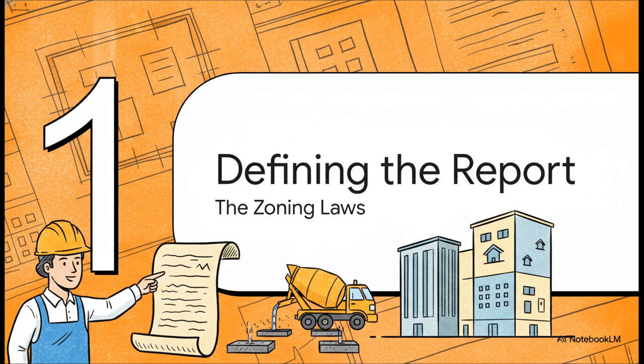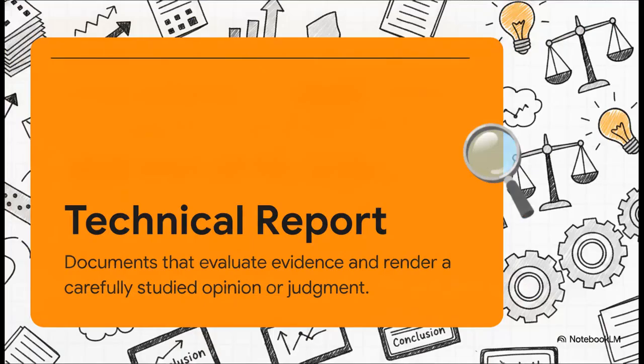Think of this as the zoning laws of report writing. So what exactly is a technical report? Basically, it belongs to this loosely defined group of documents that examine a situation, evaluate the evidence, and, here's the most important part, render a carefully studied opinion or judgment. That last bit is absolutely crucial. These documents have to do so much more than just present a bunch of random facts. They actually have to render judgments based on data. They have an active job to do.